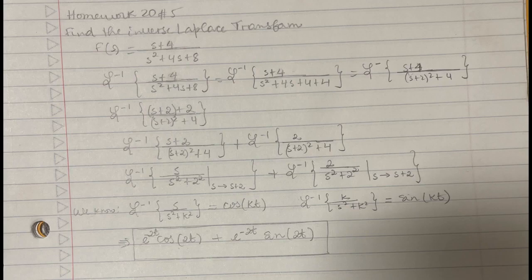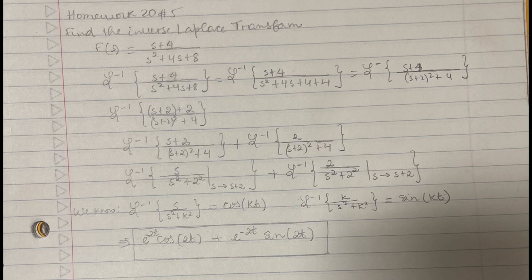Yes, it's here now. Okay, you can see it? Yeah. So we have to find the inverse Laplace transform of capital F of S equals S plus 4 over S squared plus 4S plus 8. Here, I'm trying to find two numbers that multiply to 8 and also add to 4. I couldn't find any, so I had to complete the square.